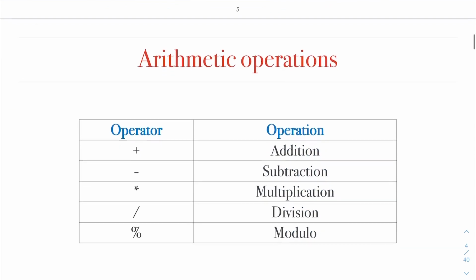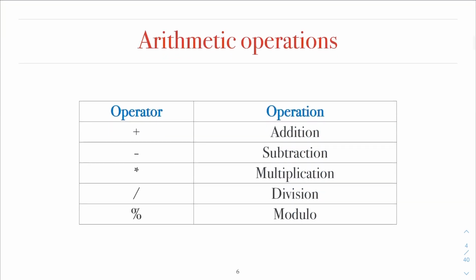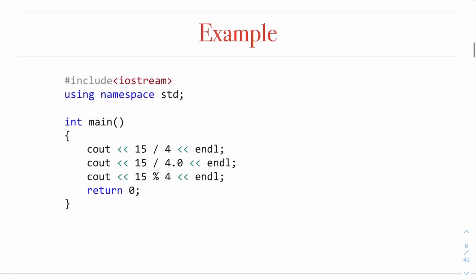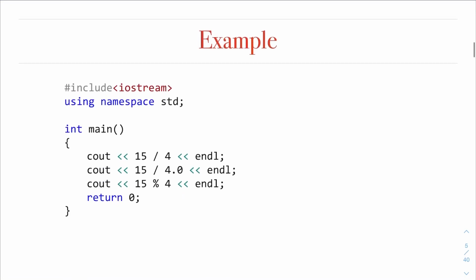Now for arithmetic operations we have some description here. I don't want to repeat it, but what I want you to see is look at the example here and guess what you have in the output. When you try to output 15 divided by 4, what will you get? The outcome on the screen should be 3, right? The reason is the left operand is an integer and the right operand is also an integer, so you will have integer division, and therefore you get 3.